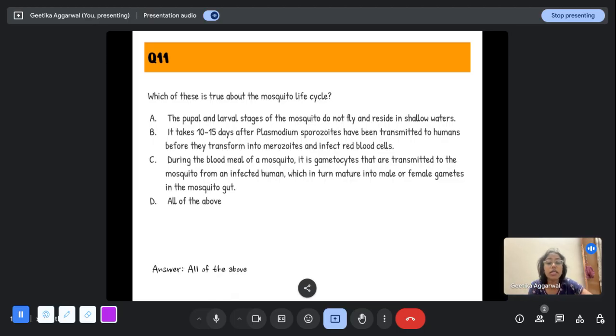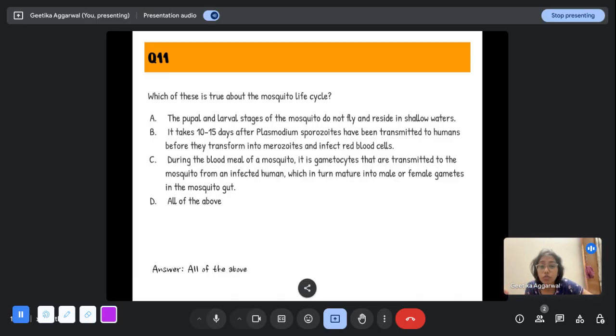And it takes 10 to 15 days, yes, for the sporozoites which have been transmitted to transform into merozoites and then infect the red blood cells. That is why even detecting that a person has been infected with malaria takes around 2 weeks before you know that the person has actually developed malaria.